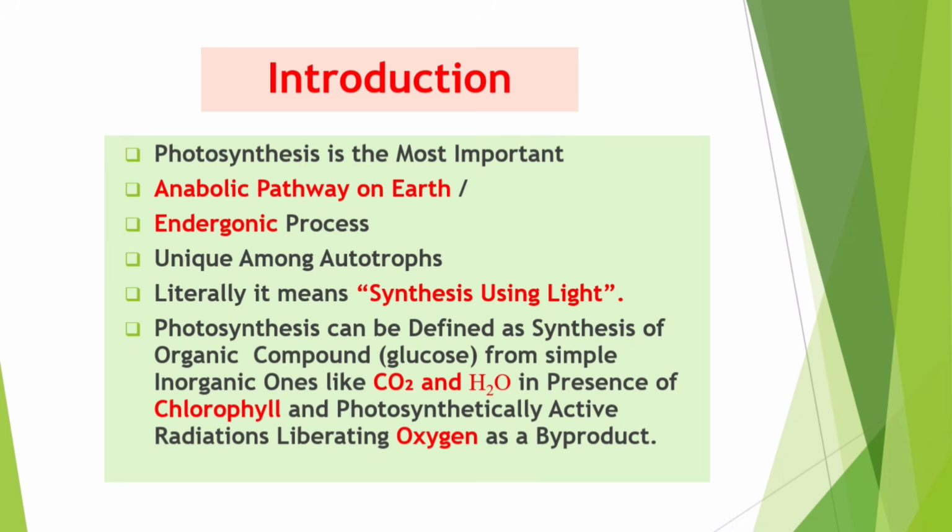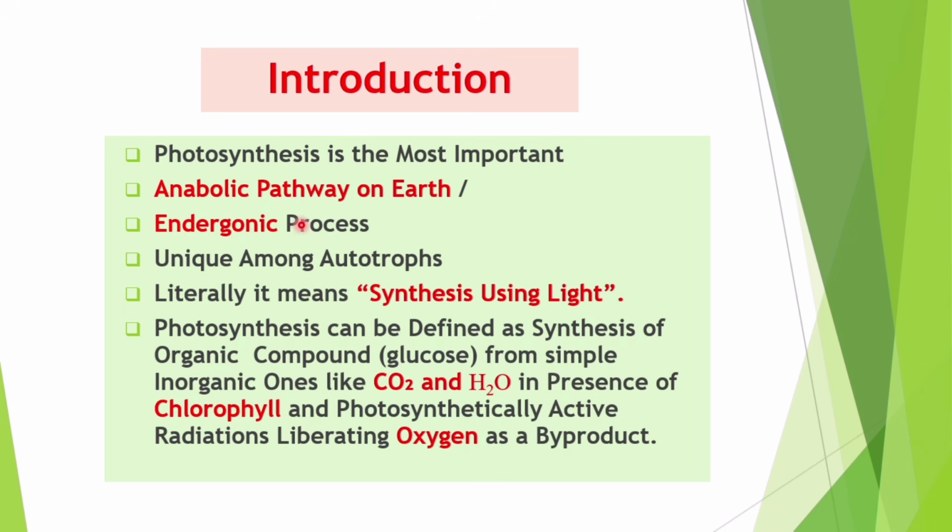So let us go through the introduction about photosynthesis, because it's the most important anabolic pathway on earth. By anabolic process, it means one which synthesizes complex molecules from simpler ones using an input of energy. So here you will see from simpler molecules which are inorganic in nature, like carbon dioxide and water, you are getting the organic matter and using solar energy as an energy input.